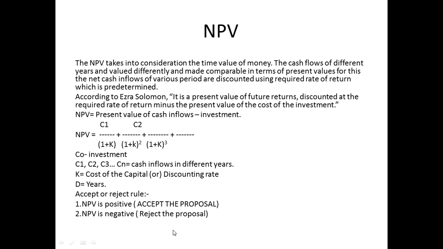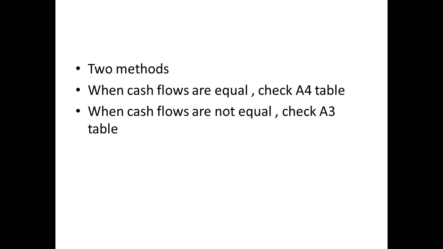NPV can be calculated when cash flows are equal and when cash flows are not equal, as we did in the payback period. When cash flows are equal, you need to check the A4 table for the table values. I have already forwarded the table chart to you, and I have also shown you how to find this. When cash flows are not equal, check the A3 table. If your cash flows are equal, they are known as annuity cash flows. When cash flows are not equal, they are known as mixed cash flows.